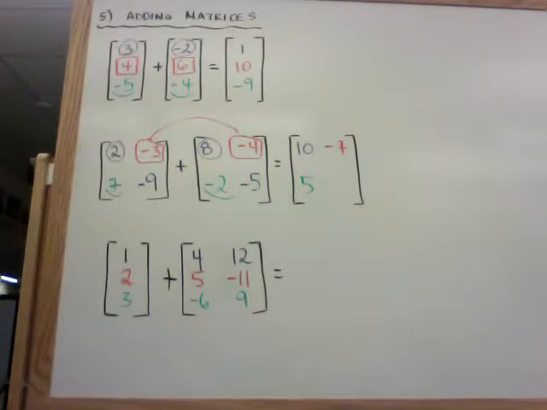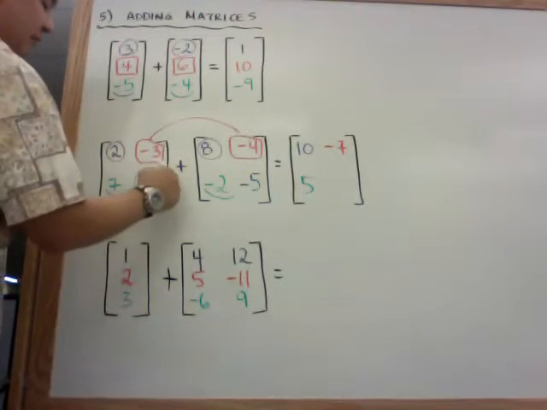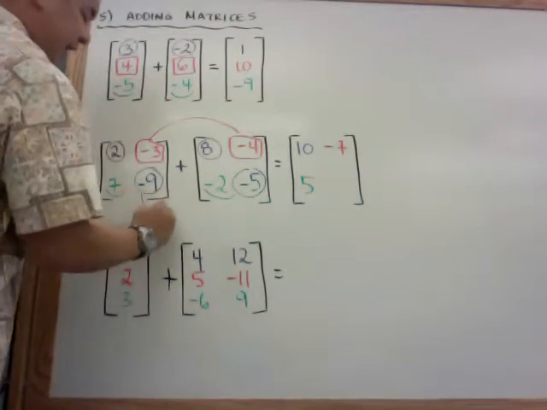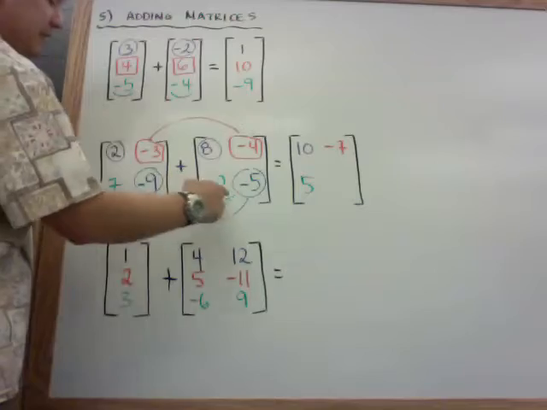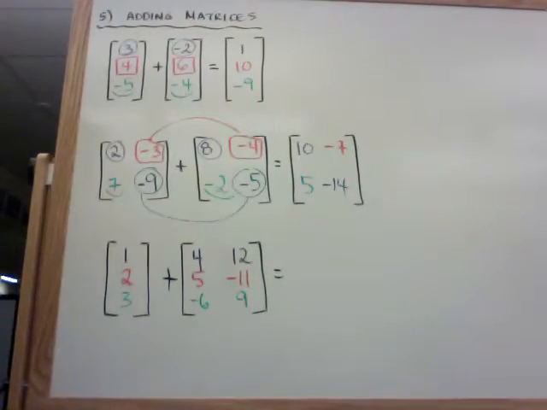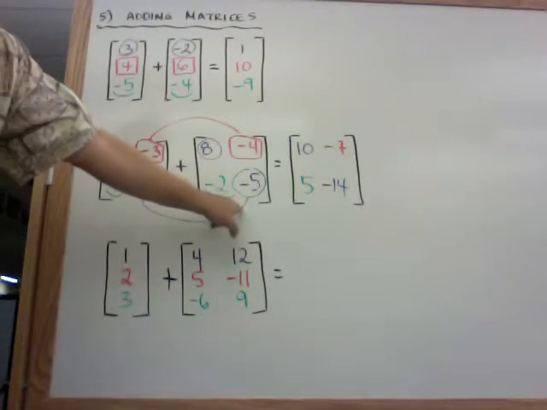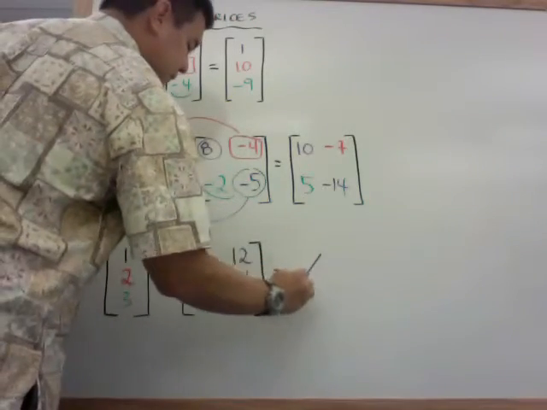And on the last one for the blue, I'm going to say negative 9 plus negative 5. So you can see I'm going to do these two. So negative 9 plus negative 5 is negative 14. And you can see this was a 2 by 2, this was a 2 by 2, so my answer is a 2 by 2, and I just put it in the corresponding part. And again, this one you cannot do.